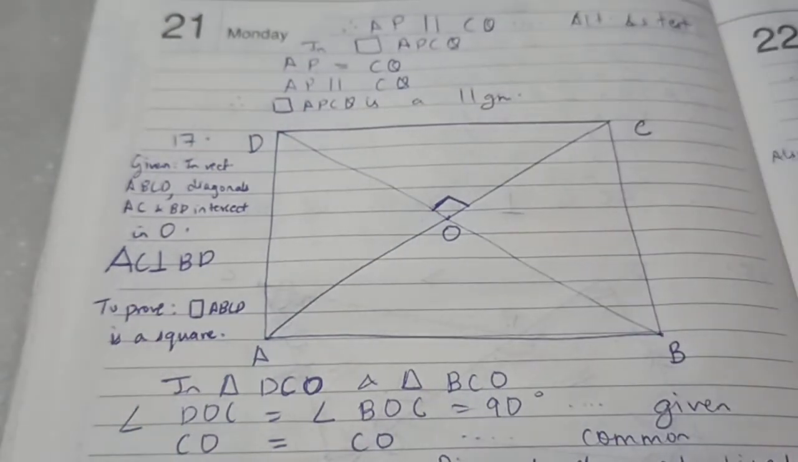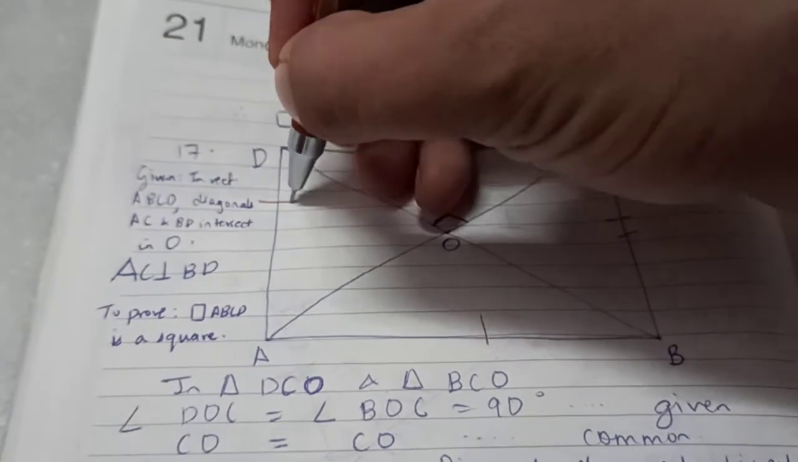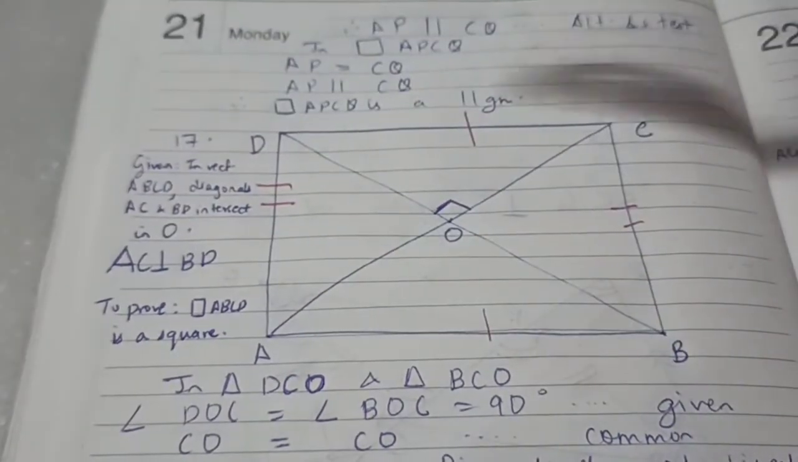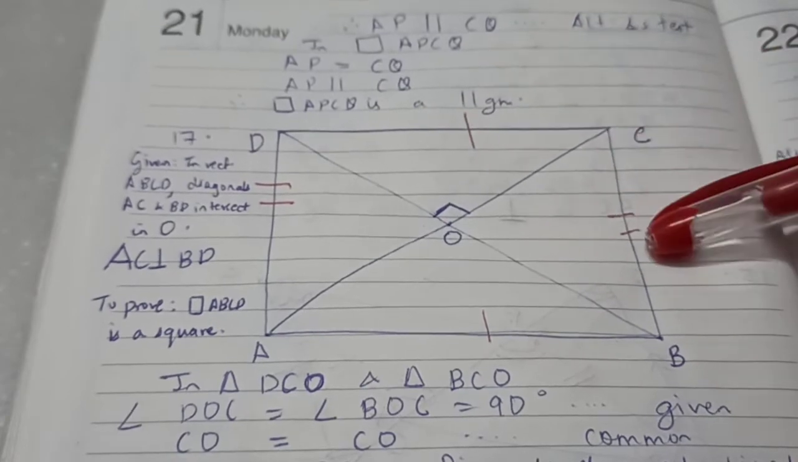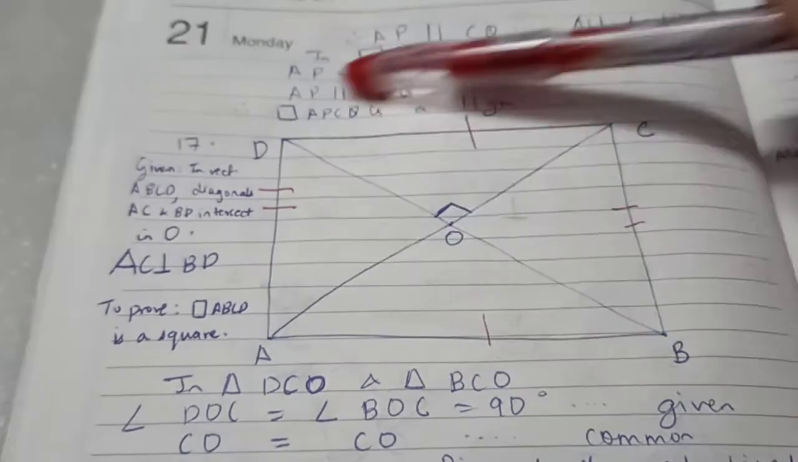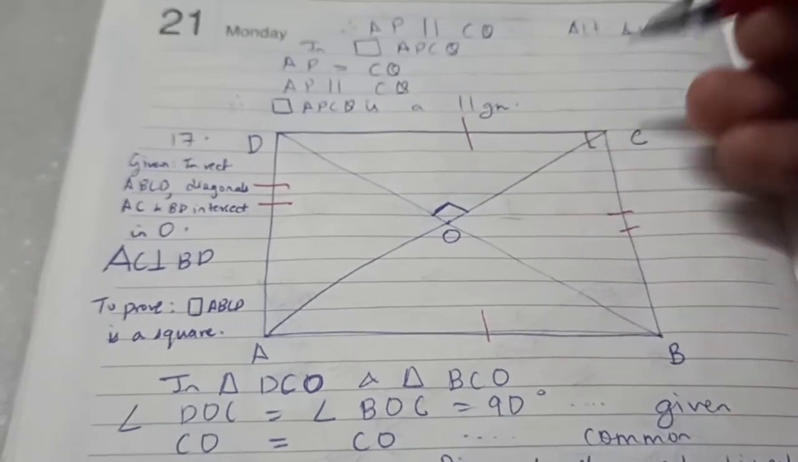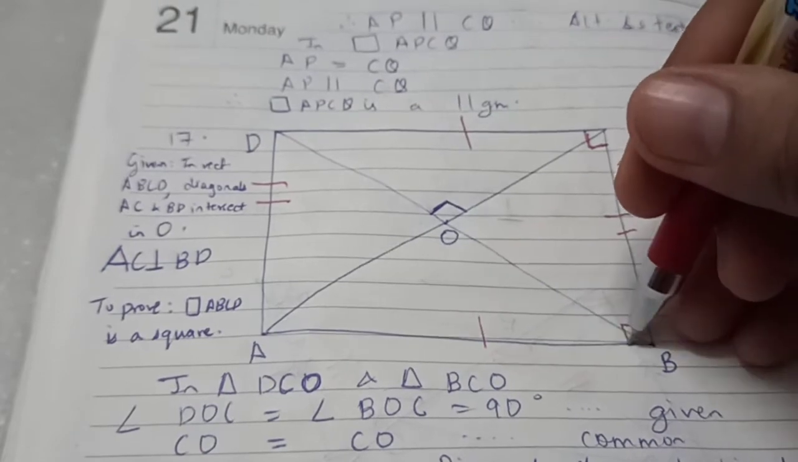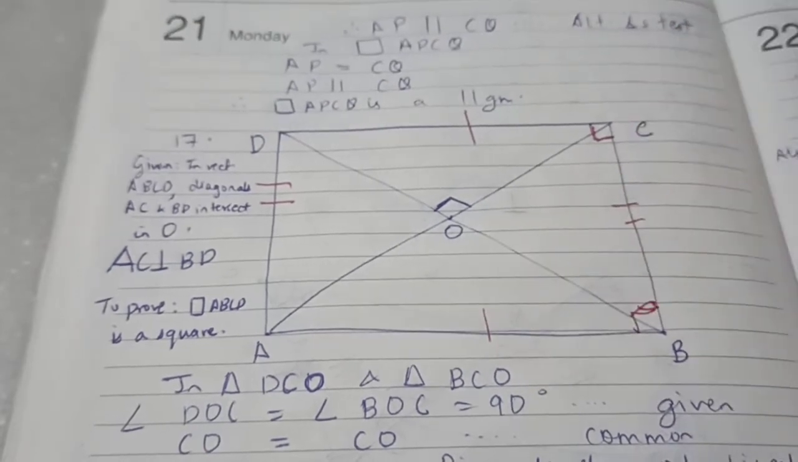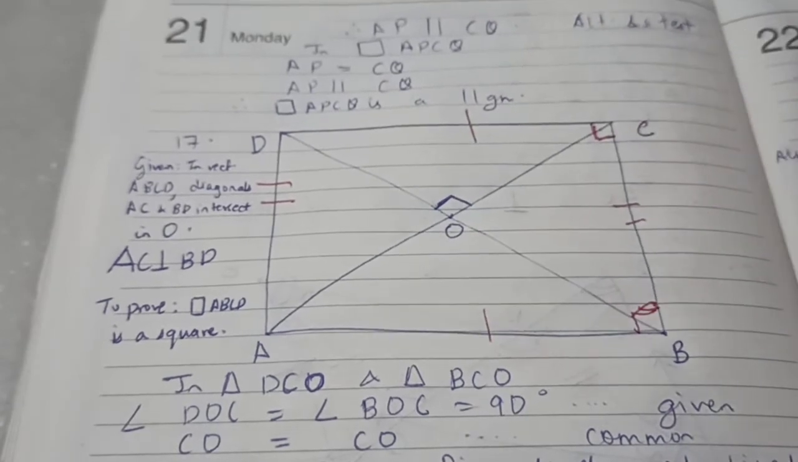I know that the opposite sides are equal because it's a rectangle, given. If only I can prove just one pair of the sides as equal, that would mean that all four sides are equal. And in a rectangle, if all four sides are equal, then that is a square. It's already 90 degrees. So how will I prove, let's say, DC equal to CB?